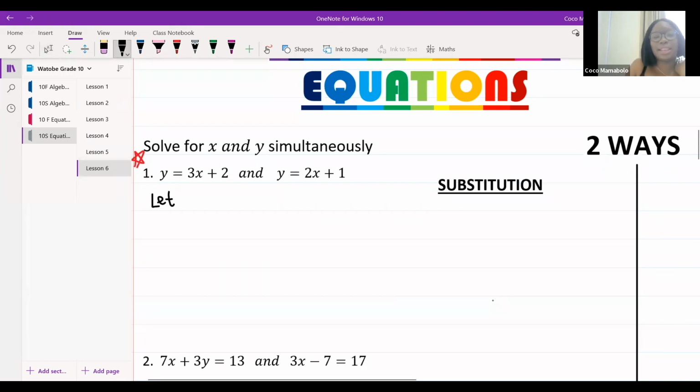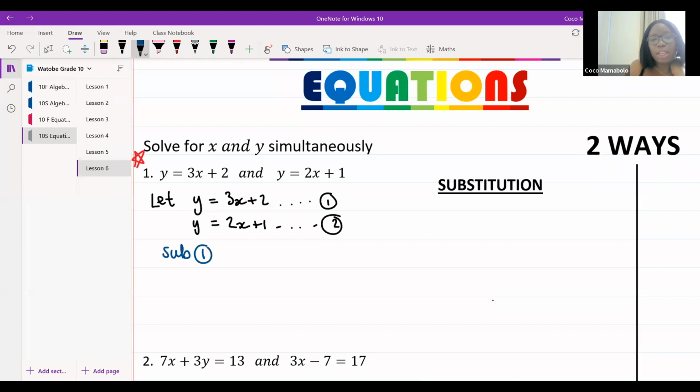All right, I think that's enough time, guys. All right, let y is equal to 3x plus 2 be equation 1, and we're going to let y equal to 2x plus 1 be equation 2. So I'm going to substitute equation 1 into equation 2. I'm going to replace this y with 3x plus 2. So my new equation will read 3x plus 2 is equal to 2x plus 1.